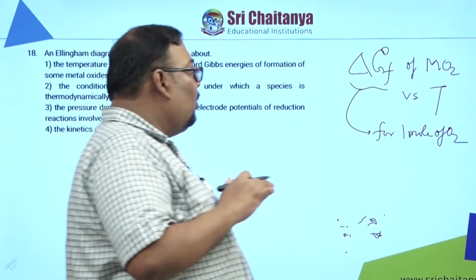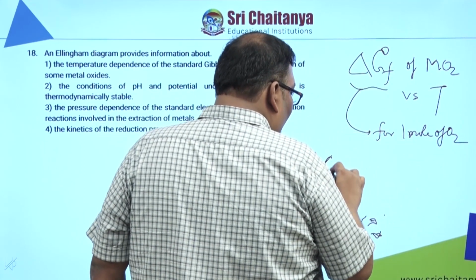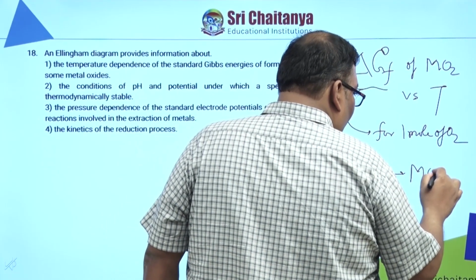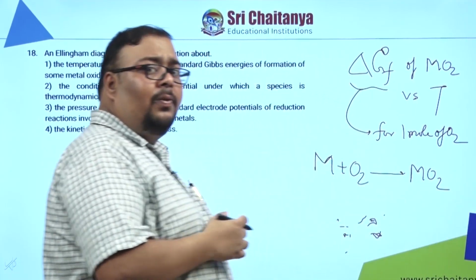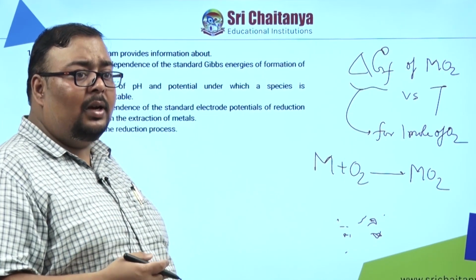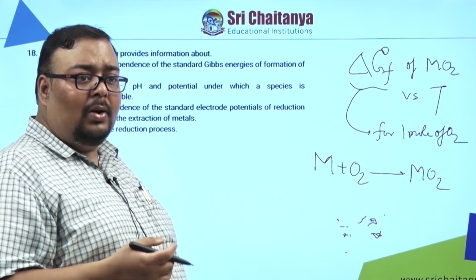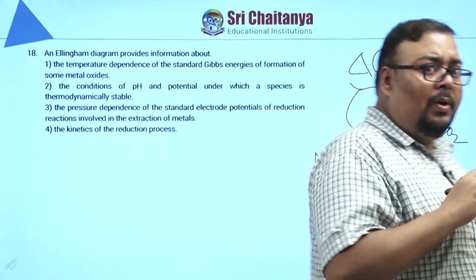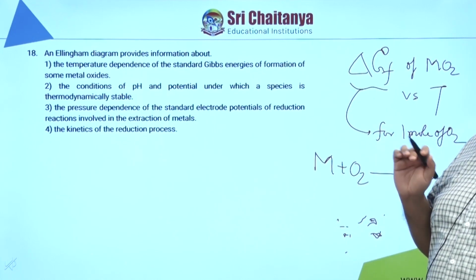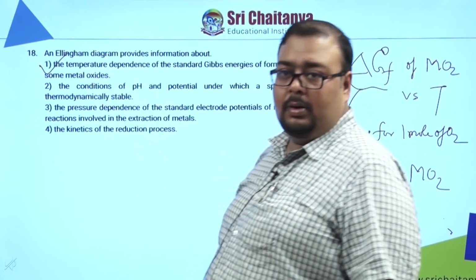So you see, my metal oxide formation reaction will be something like M plus O2 giving MO2. The Gibbs free energy change for this reaction will represent the delta G naught of formation of the metal oxide, and the plot of this versus temperature will give us the Ellingham diagram. So the correct option will be option number 1.